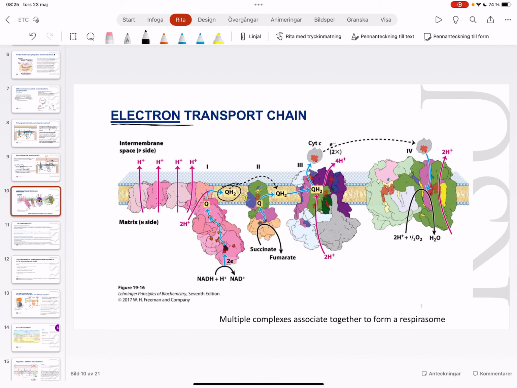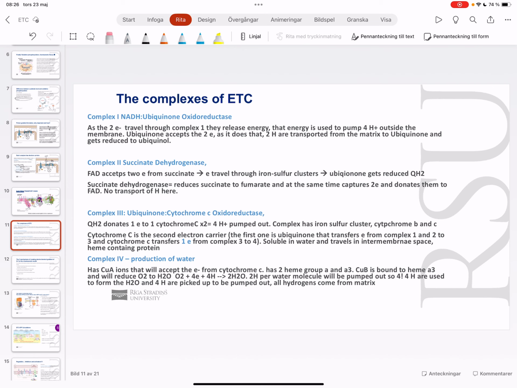And here I've highlighted electron because you can hear it in the name. Electrons are transported through the chain, and as they do that, they release energy, and this energy the complexes use so they can pump out hydrogen. And this is a summary of exactly what they do, and it's a bit more detailed than what I've talked about here and here. So you can read that.